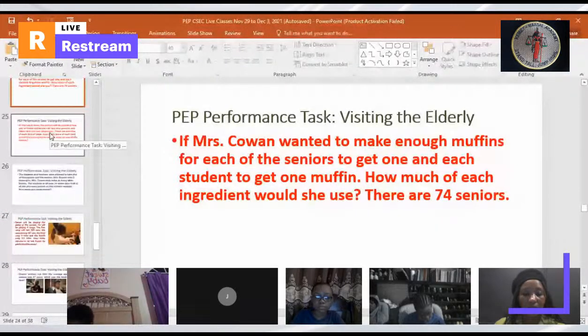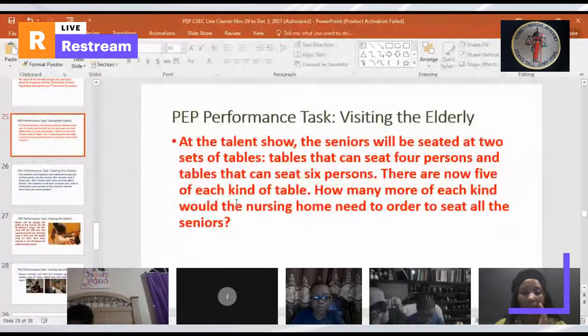Antoine, please read. Okay, miss. Prep performance task, visiting the elderly. At the talent show, the seniors will be seated at two sets of tables. Tables that can seat 4 persons and tables that can seat 6 persons. There are now 5 of each kind of table. How many more of each kind would the nursing home need to order to seat all the seniors?